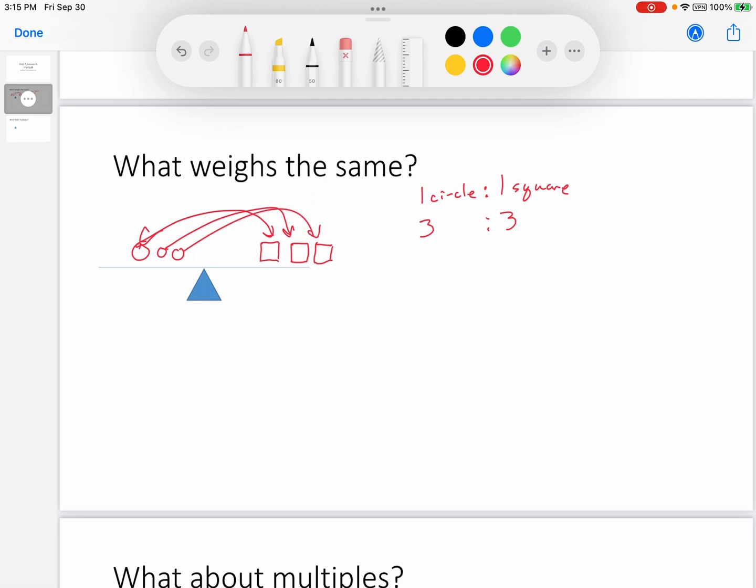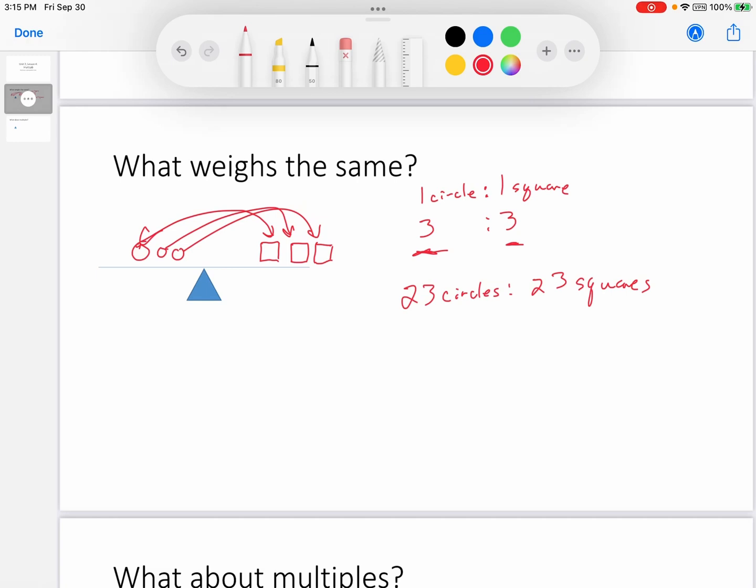So it seems reasonable to me that any amounts, as long as this number is the same as this number, then they would still weigh the same amount. So if I did 23 circles, that should weigh the same as 23 squares. Since each one circle weighs as much as one square, then it should equal out if there are 23 on one side and 23 on the other. Okay, so that's the concept.